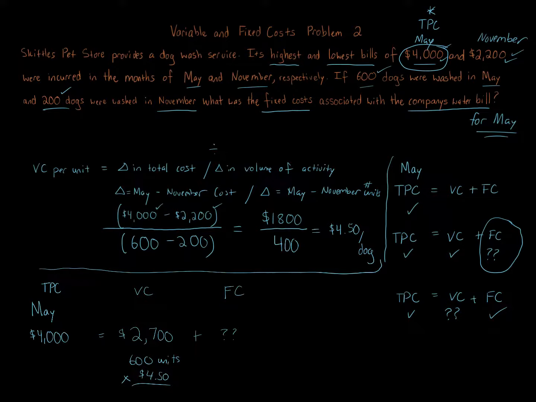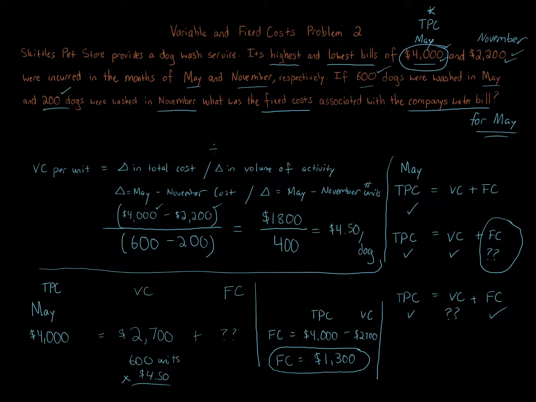Fixed costs for the month of May. When we do this calculation, fixed costs equal total production costs of $4,000 minus our total variable costs for the month of May, which are $2,700. So fixed costs equal $1,300.